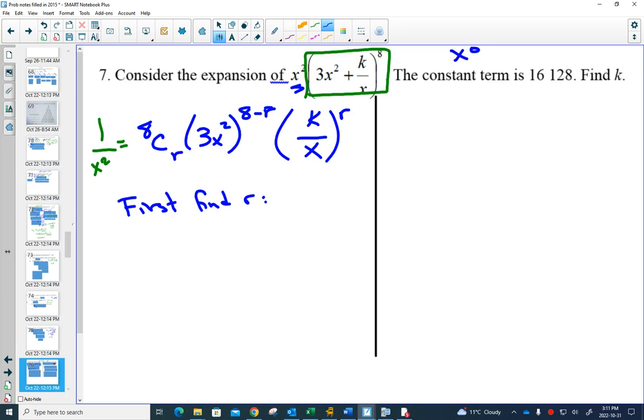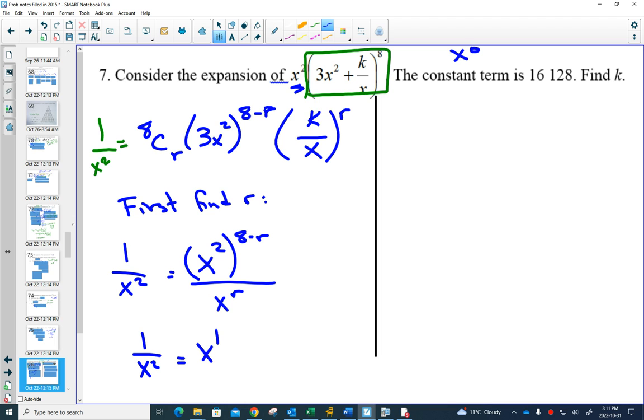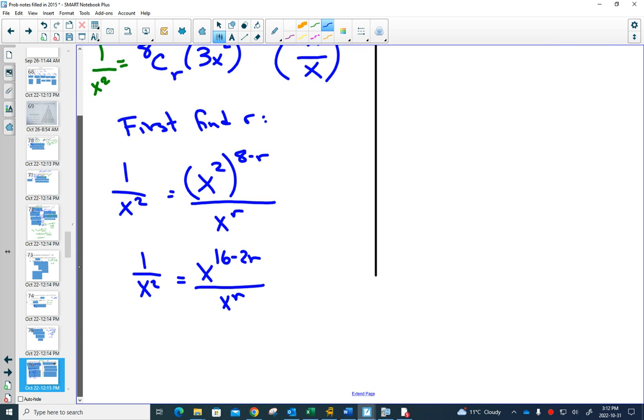Algebra? Okay. So I want a 1 over x squared. Here, what do I have in my numerator? I'm going to have an x squared to the 8 minus r, those will be my x's in my numerator. And in my denominator, I'm going to have an x to the r. This is going to give me x to the 16 minus 2r over x to the r, which if I subtract the exponents, will give me x to the 16 minus 3r.